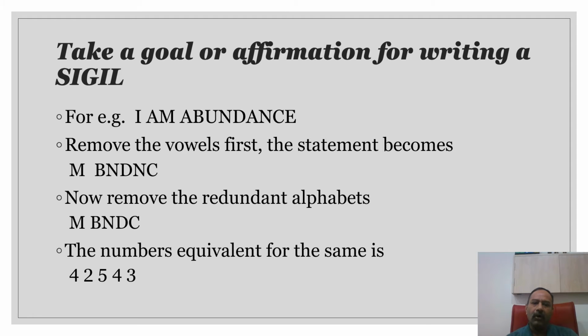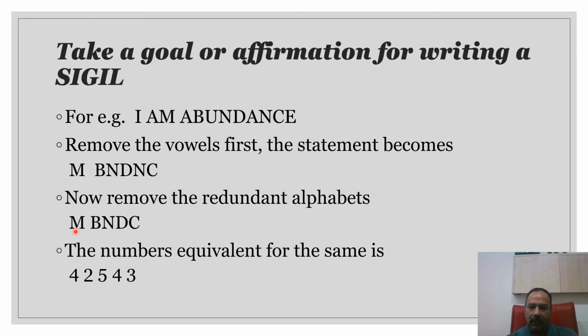So then I remove all the vowels here. The statement becomes M, B, N, D, N, C. So I have cut the I, I've cut the A, I've cut this A, I've cut this U, I've cut this A again, and E. So if you look at that, it ends up to be M, B, N, D, N, C. Now what you do is remove the redundant alphabets, which becomes M, B, N, D, C.